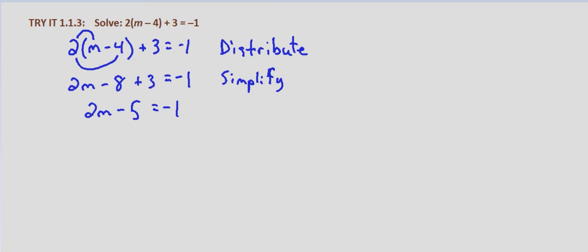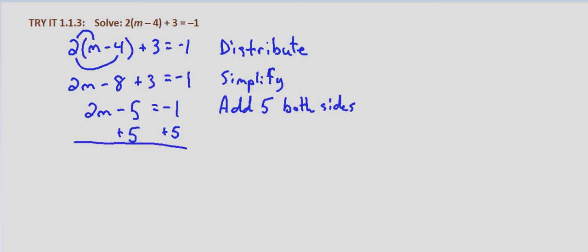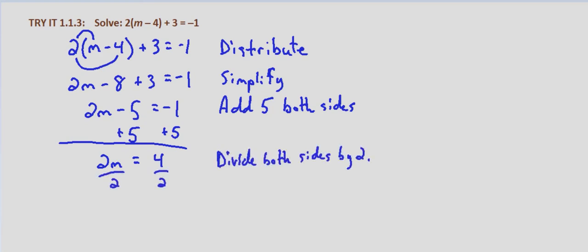We want the variable terms on the left side by themselves. In this case, there's only one variable term, the 2m. So we will add 5 to both sides. You don't have to write it out, but I'm going to, so you can see what we're doing. That gives us 2m on the left-hand side equals negative 1 plus 5, which is 4. Divide both sides by 2, and that gives us m equals 2.